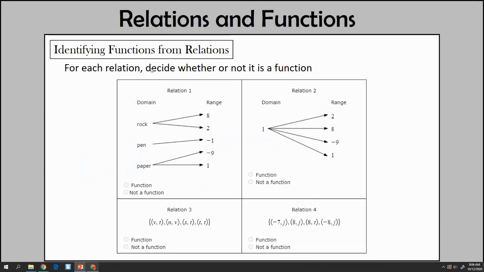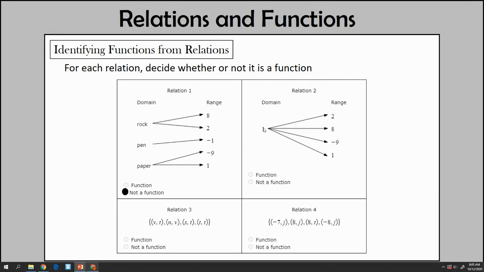For this relation, decide whether or not it's a function. Again, remember I said a relation can be just items paired. It doesn't have to be numbers. So for example, rock is paired with 8 and then rock is paired with 2. Pen is paired with -1, paper with -9, and paper with 1. Is this a function? Well, no, because you have an input of rock and an output of 8, an input of rock and an output of 2. You can't have the same input paired with two outputs. Paper does the same thing. So that's not a function.